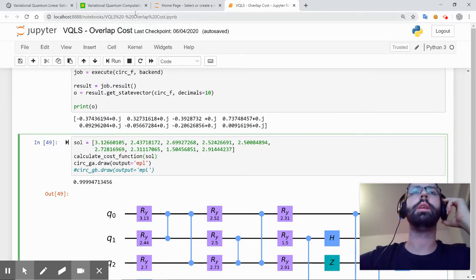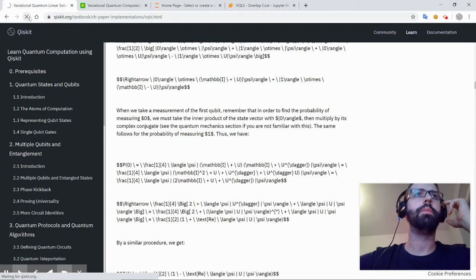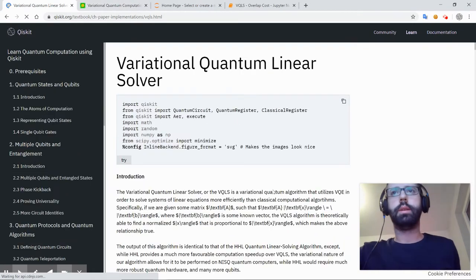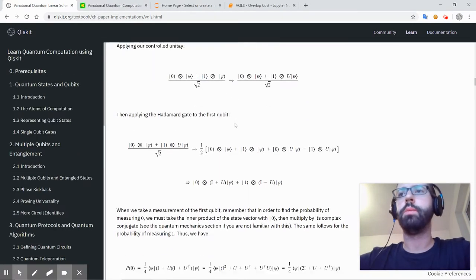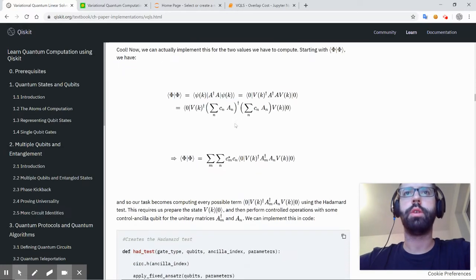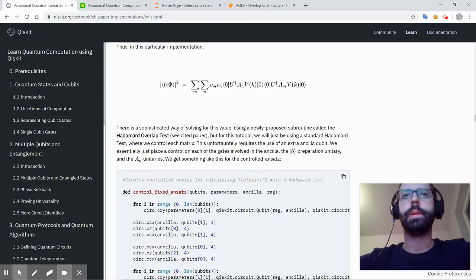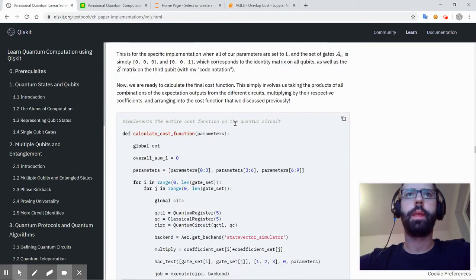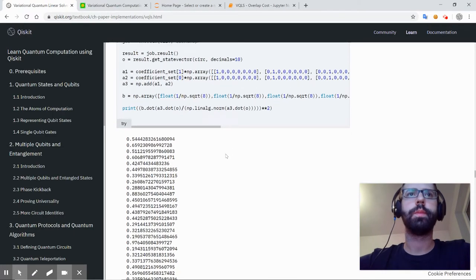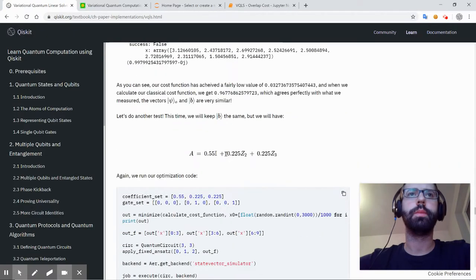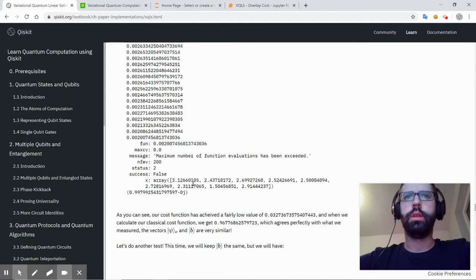So if I take a look at the solution from the Qiskit tutorial, and I plug it into my cost function, it still gives me a really high cost. And I'm trying to figure out what I'm doing wrong. And so this is the solution. This is the solution, right?